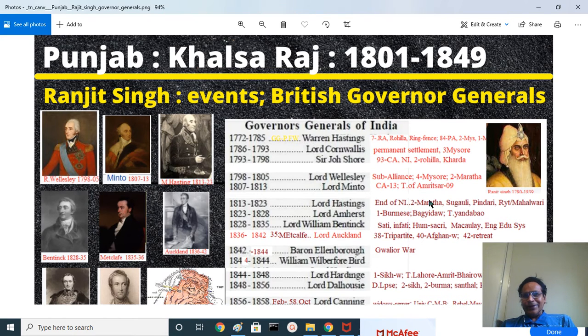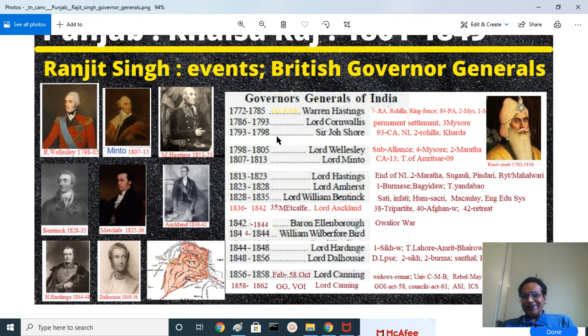That is Khalsa Raj from 1800 to 1849, Ranjit Singh's events and British Governor-Generals. Warren Hastings's time: after the Battle of Buxar and the Treaty of Allahabad, the British consolidated their empire, and he ruled 13 years. He was a very powerful ruler, Governor-General.